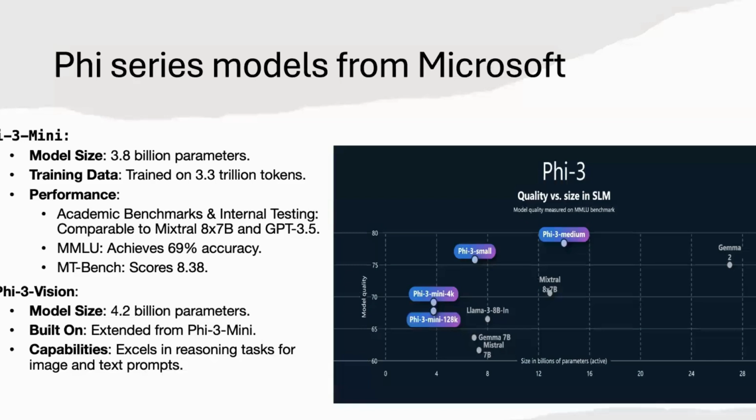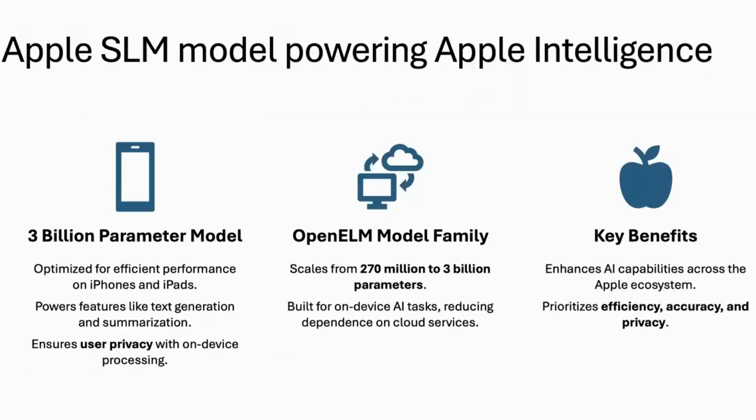A 270 or 350 million parameter model can fit there, or even a 1 billion parameter model can fit in there, but it also depends. I can give you an example of Apple. Apple is using a 3 billion parameter model on your phone. So, to see the next slide, this is the OpenELM model family. They have 270 million to 3 billion parameters. It's built for on-device AI tasks, reducing dependence on cloud services. These are the models running on your iPhone now, powering Apple Intelligence. Even a 3 billion parameter model is actually running on your Apple phone.